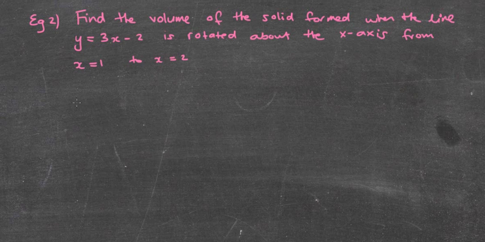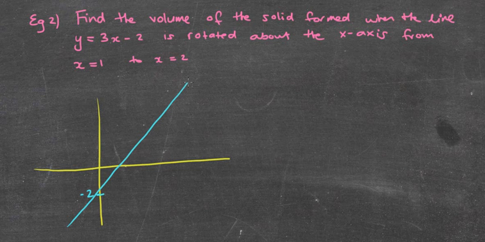Find the volume of the solid formed when the line y equals 3x minus 2 is rotated about the x-axis from x is 1 to x is 2. Alright, so let's come up with a little diagram. So 3x minus 2, well that means I'm going to be going through negative 2 here. Draw my graph. Okay, so that's y equals 3x minus 2.